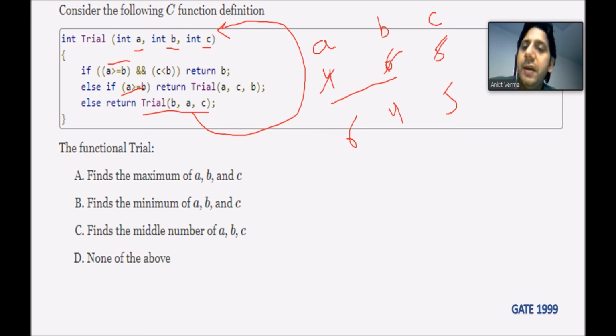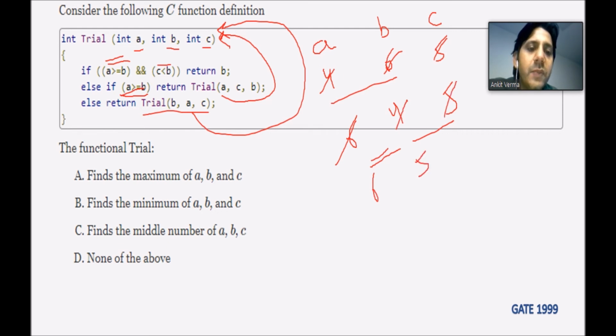Again we will check, is A greater than B? Yes. Is C less than B? Is 5 less than 4? Wrong. Next part will run, A greater than B, where it changes the values to A, C and B. So A is 6, C is 5 and B is 4, so the values are 6, 5 and 4. Now again it checks, is A greater than B? 6 greater than 5? Yes. Is C less than B? Is 4 less than 5? Yes. So it will return B. It is returning 5.